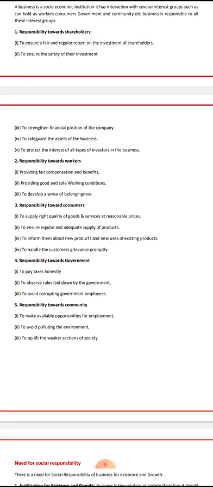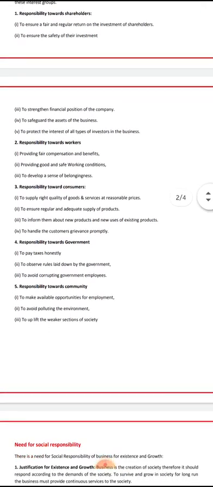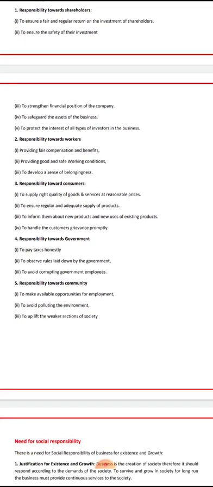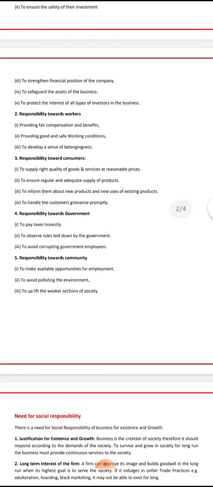The next is responsibility towards community. So the first is to make available opportunities for employment. A firm should always provide various opportunities for the people for getting employment. Second is to avoid polluting the environment. The firm should always avoid polluting the environment. It should uplift the weaker sections of the society.